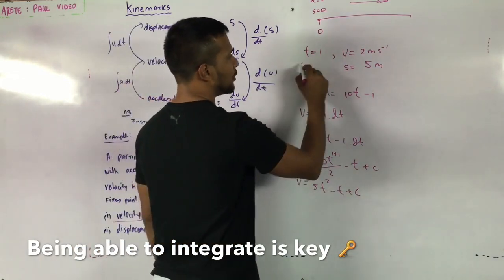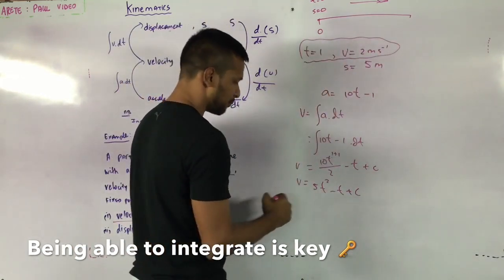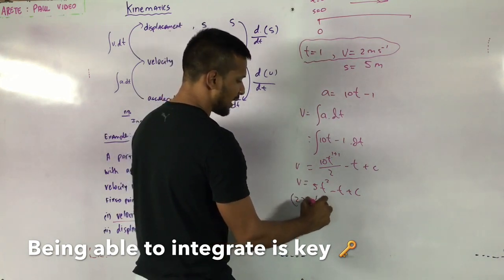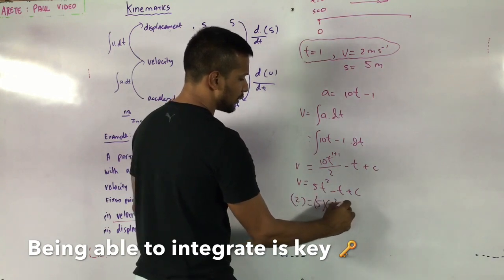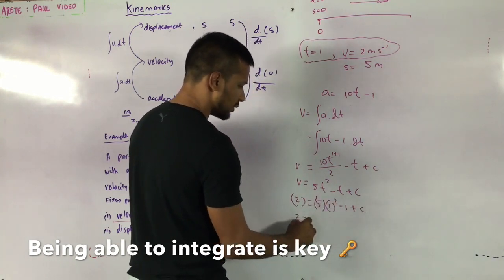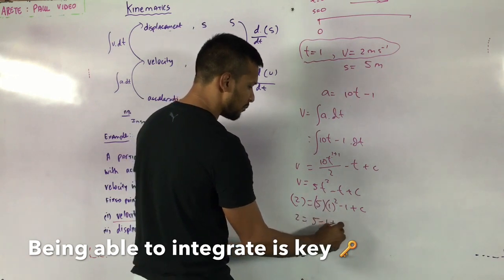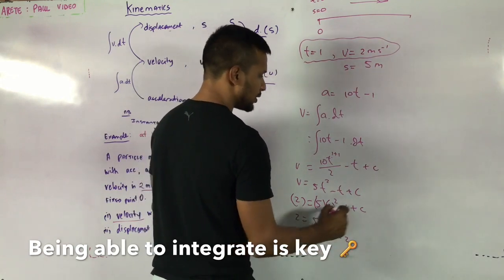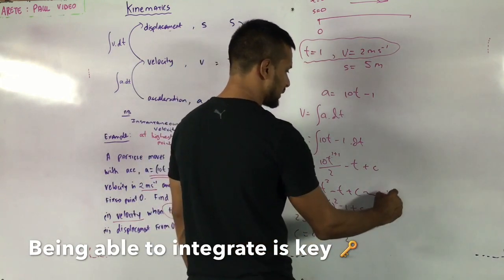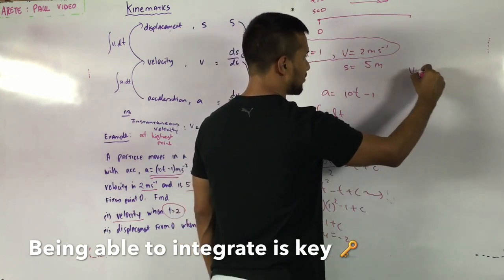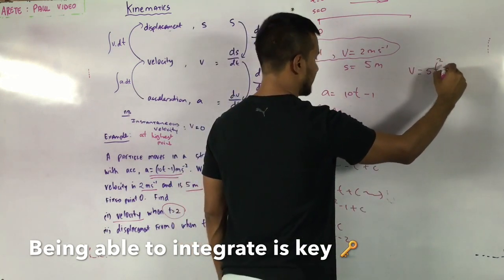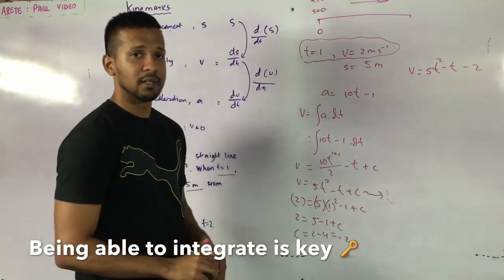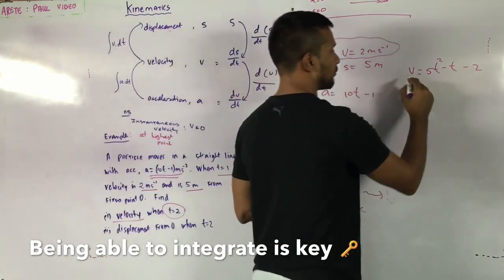How do we get c? We use this vital information here: v is equal to 2, t is 1. So we can solve for c. 2 equals 5 by 1 squared minus 1 plus c, which gives c equal to 2 minus 4, which is minus 2. So our actual equation is v is equal to 5t squared minus t minus 2. Follow that? Now we have the actual velocity equation.